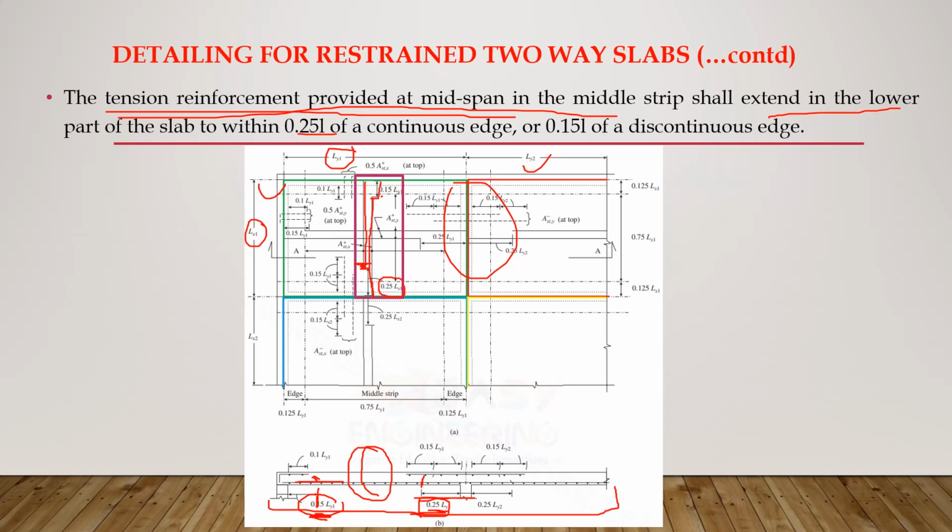but only up to a distance of 0.15 times in the free edge. So alternate bars should extend fully into the supports and another alternate bar should be curtailed. So this is the detailing of tension reinforcement provided at mid-span in the middle strip of our restrained slab.